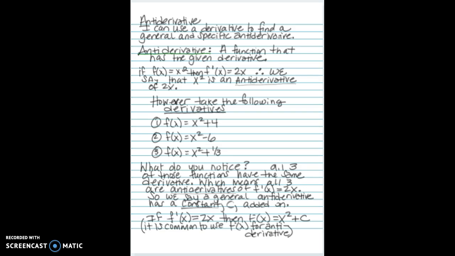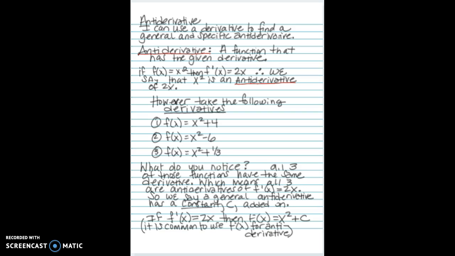What am I talking about? Well, if f of x equals x squared, then we know that f prime of x would equal 2x. Therefore, we would say that x squared is an antiderivative of 2x, because if we take the derivative of x squared, we get 2x. We are doing differentiation backwards. That's what we're doing here.